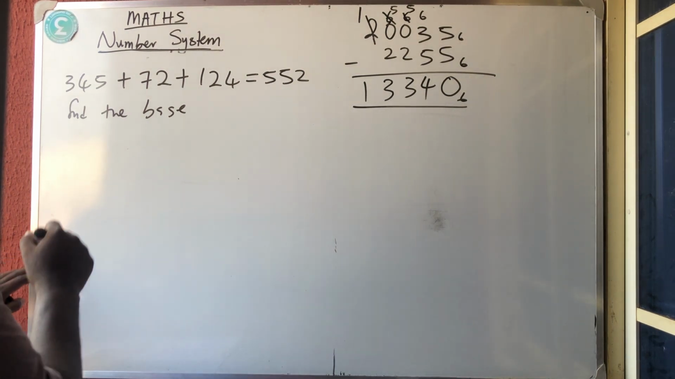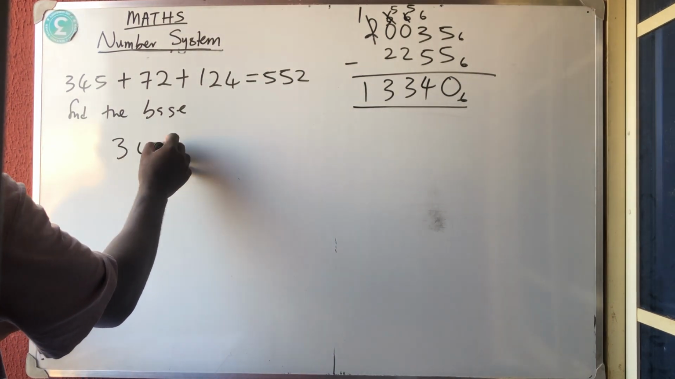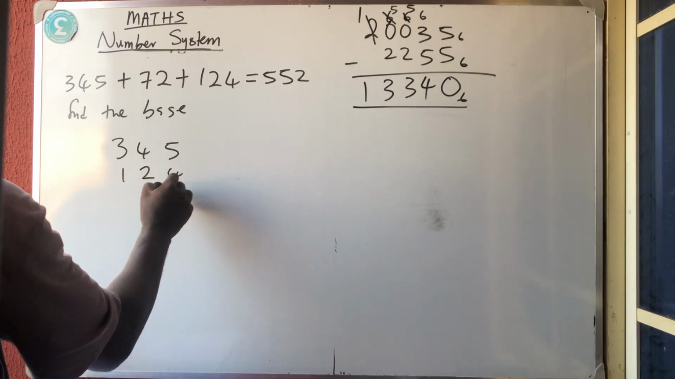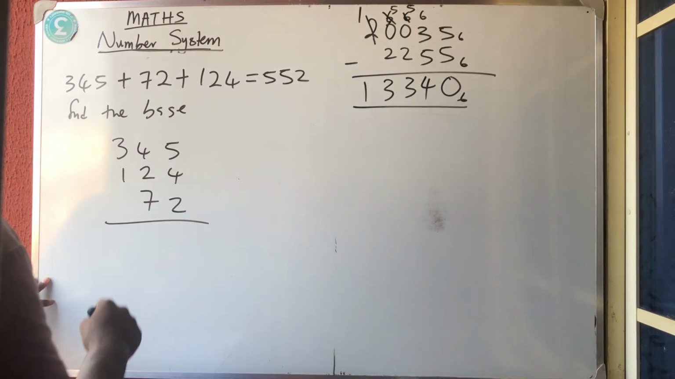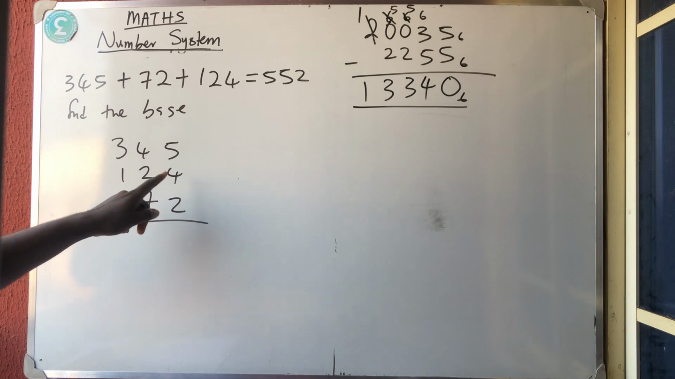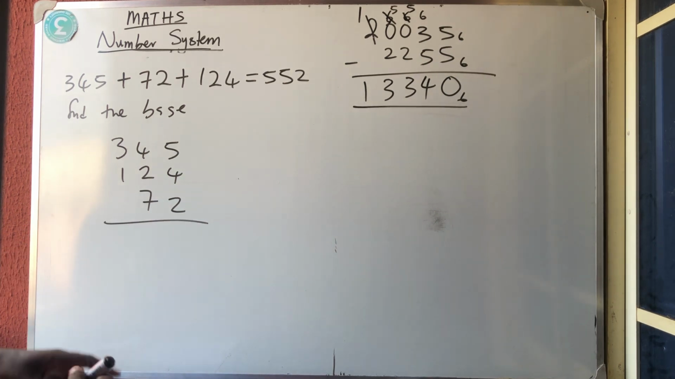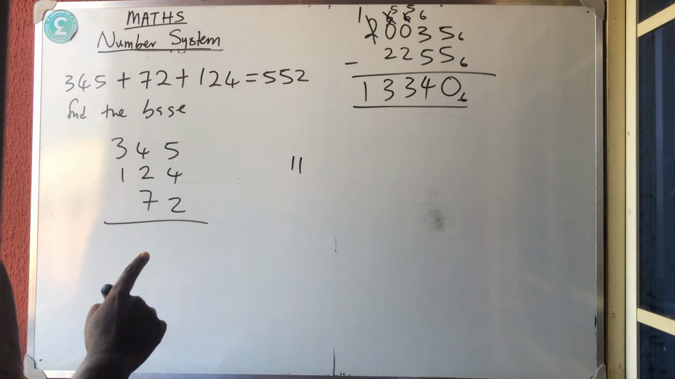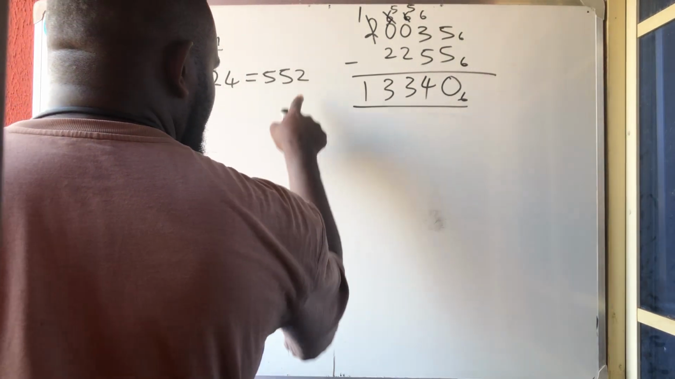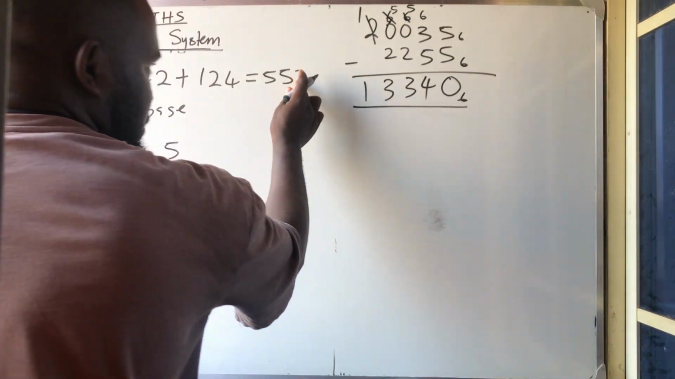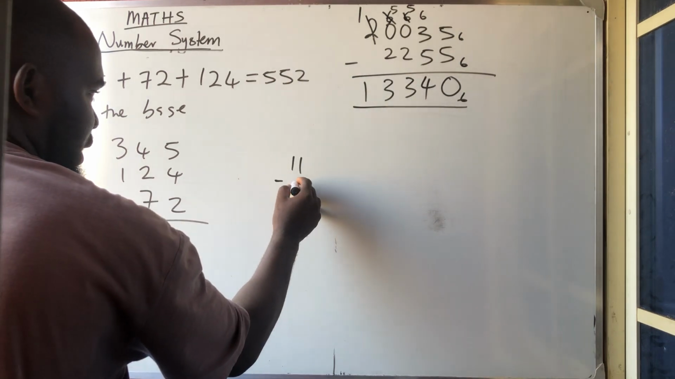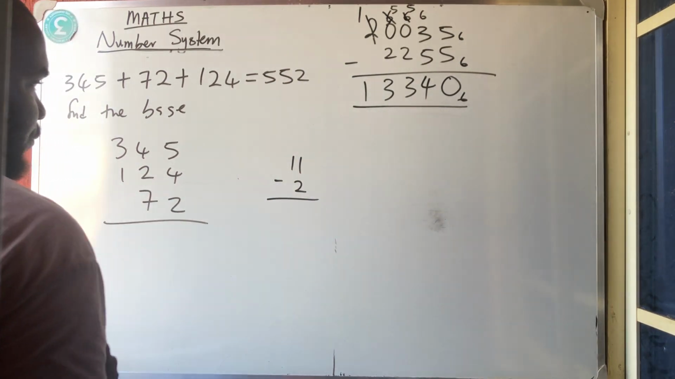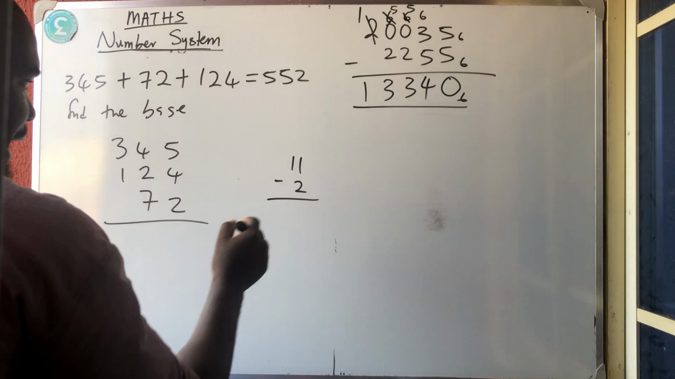Okay, so let's write it down. 345, 124, 72. Alright, let's go. Now this plus this is 9. 9 plus 2 is 11. Okay, now 11. What will you divide by 11 so that the remainder will be 2? The last answer we got here is 2. So first of all, let's remove 2 from here. If we remove 2 from here, we are having 9.